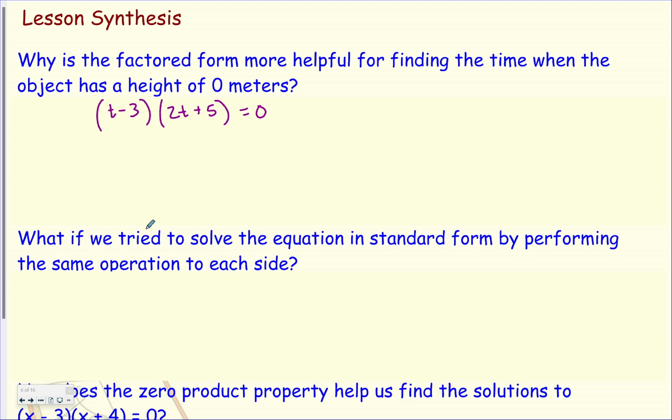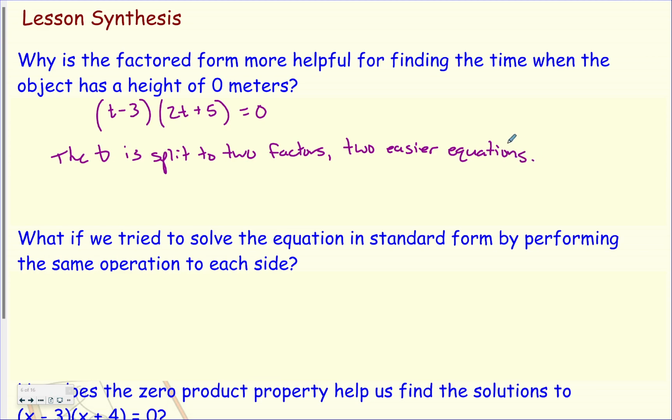The easiest way to explain this is because the t is split into two factors and two easier equations. Plus, now that we know the zero product property, the factored form is always a product of two factors.